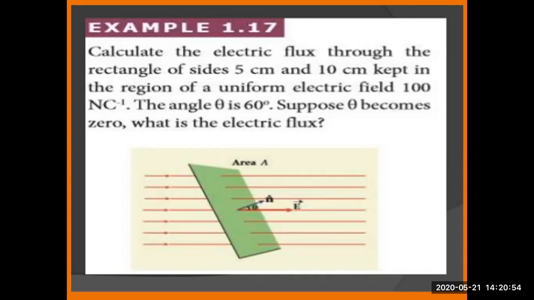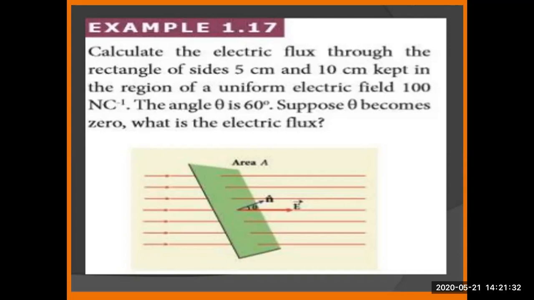So it's a mental calculation: 50 into 50, 2500. That is the answer. No, it will be 5,000, because we have 50 times 100, 5,000. And 50 into 50 is 2500. So 5,000 is the maximum value, and 2500 is when the angle is taken as 60.